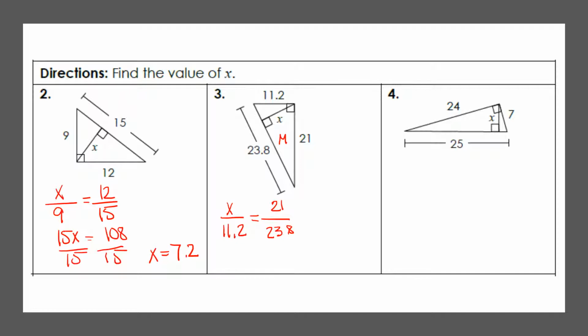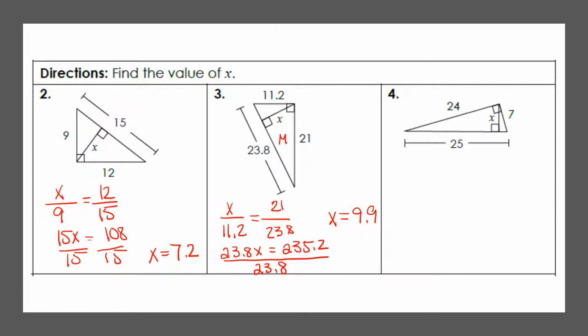Then if I cross multiply, I have 23.8x equals 21 times 11.2 is 235.2. And then if I divide everything here by 23.8, I get a real ugly number repeating. I am going to round it to the nearest tenth, and it's 9.9.